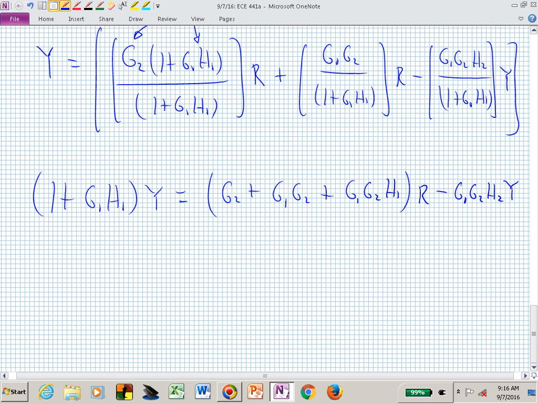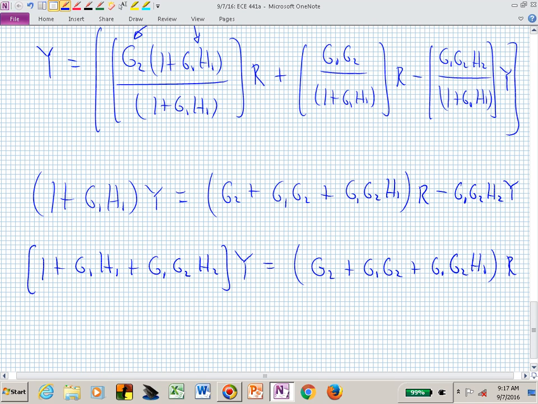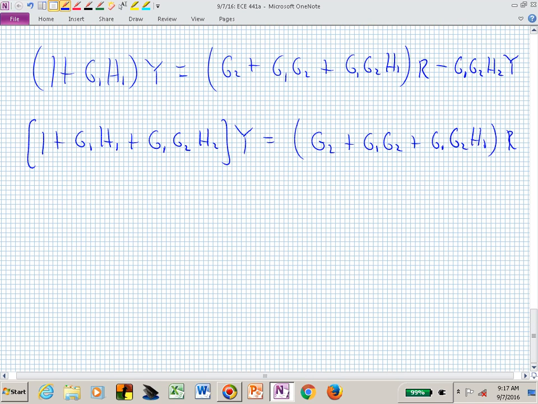I can now pull that last term that contains Y to the other side, and I have 1 plus G1H1 plus G1G2H2 times Y equaling G2 plus G1G2 plus G1G2H1 times R. And I'm now home. I now have an expression that will allow me to isolate Y over R. Question?